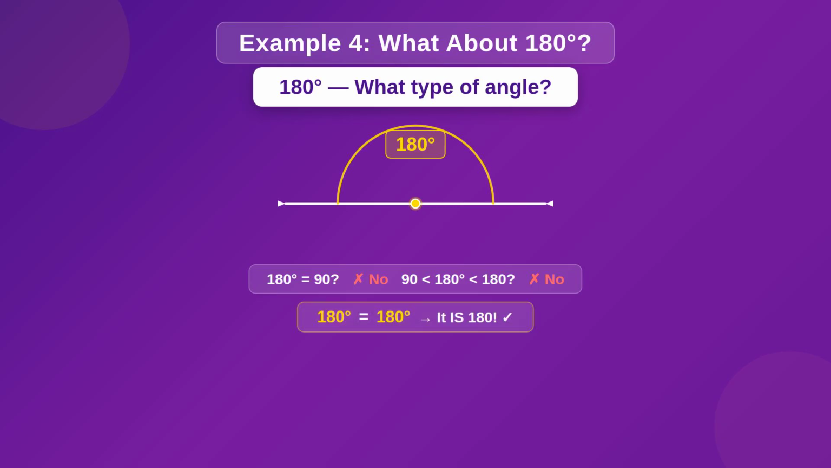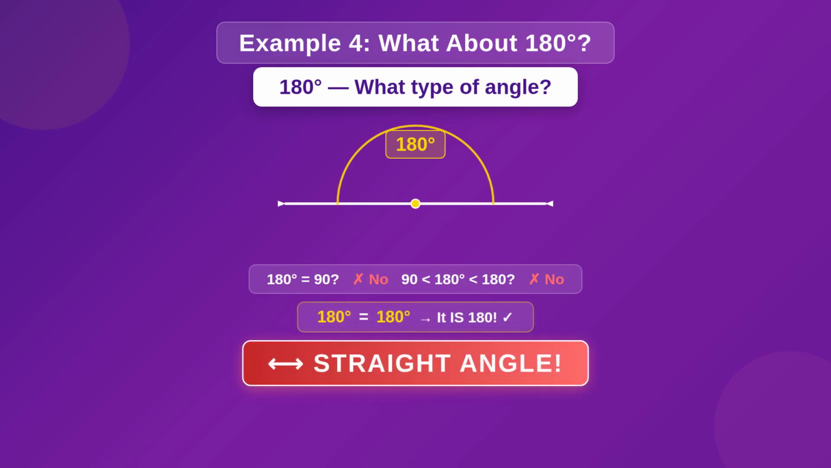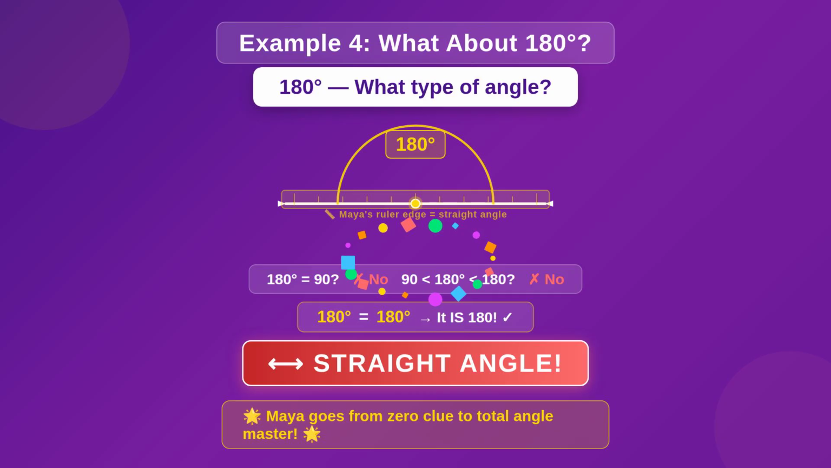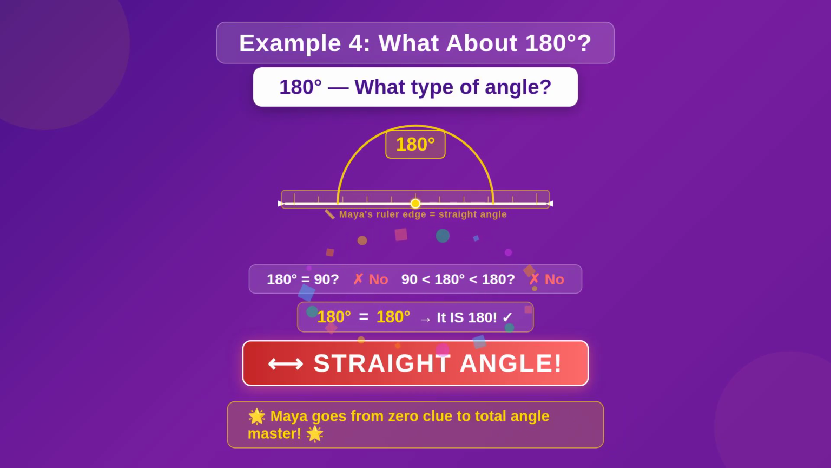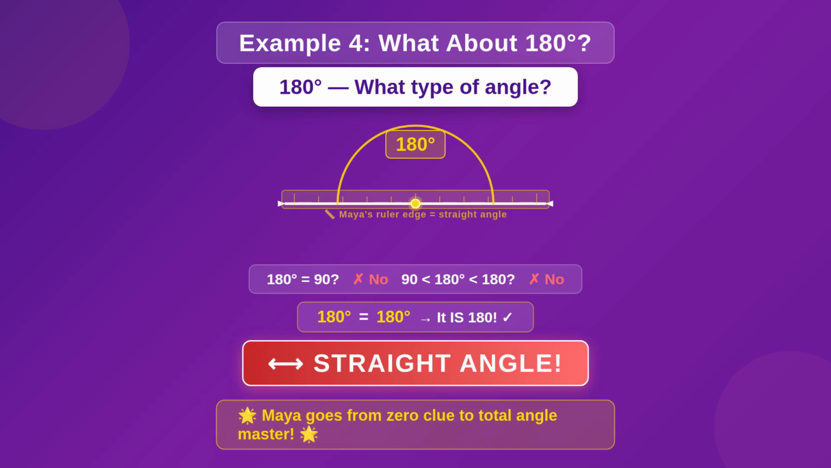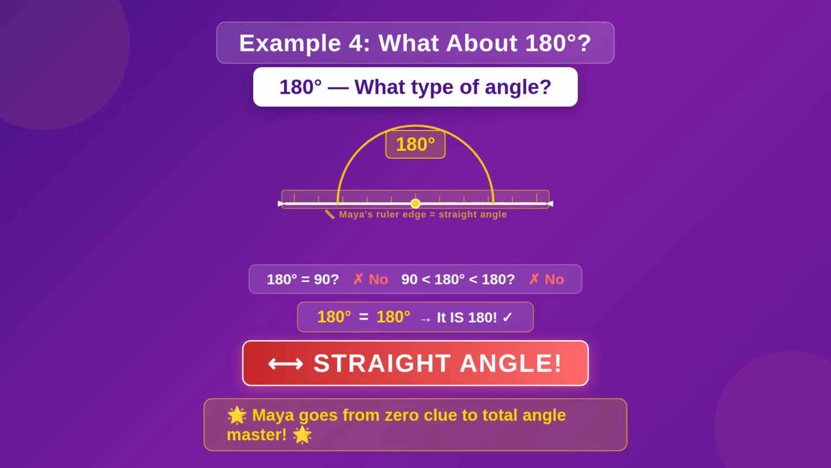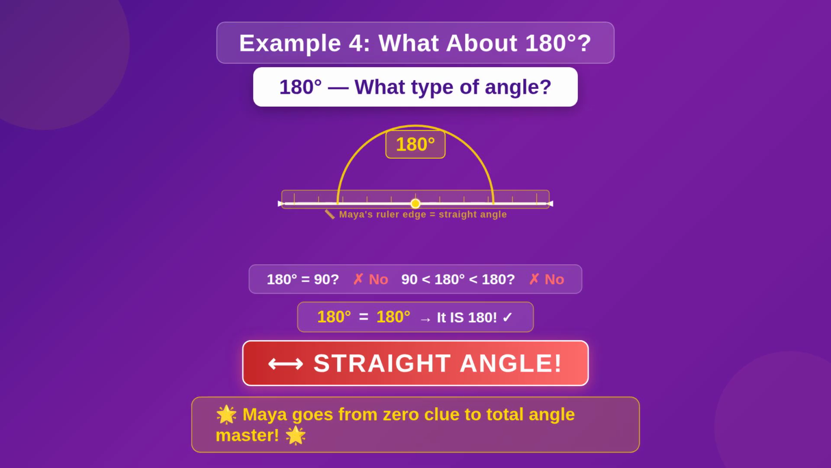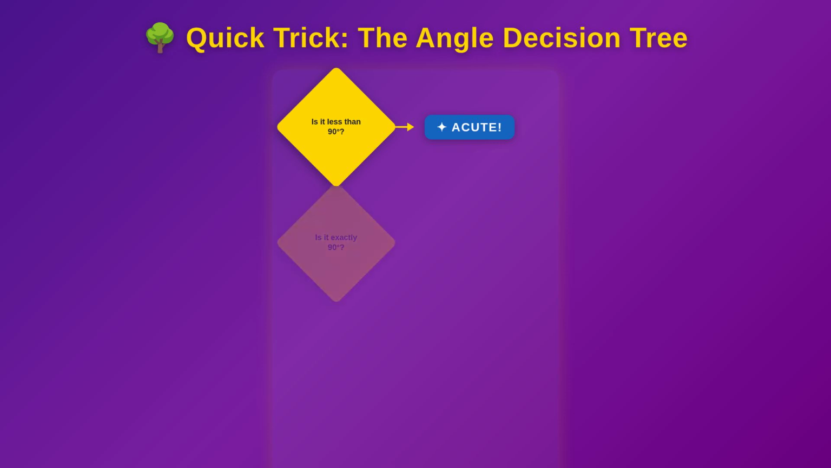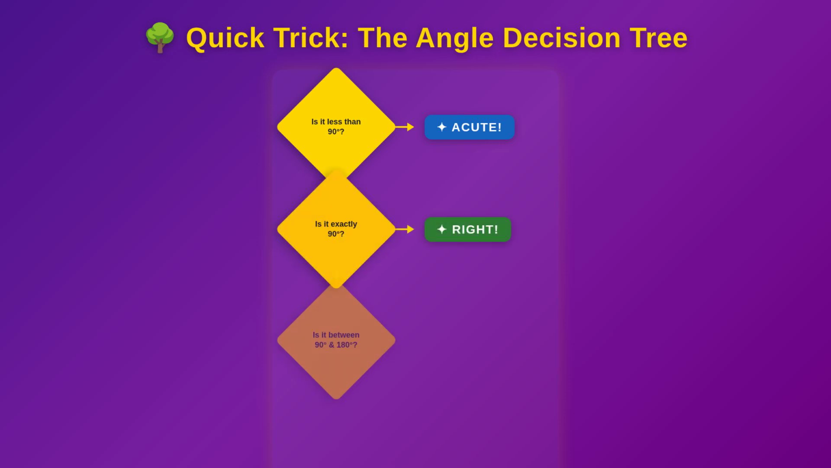Last example, 180 degrees. Maya looks at her protractor, and the angle goes all the way to the other side, forming a perfectly flat, straight line. Is 180 equal to 90? No. Is it between 90 and 180? No, it is 180. So this is a straight angle. The two rays point in exactly opposite directions, making one flat, unbroken line. Maya holds her ruler up. That edge is a straight angle every time. Perfect. She's solved every problem on her worksheet. From zero clue to total angle master. That's Maya's journey, and yours too.